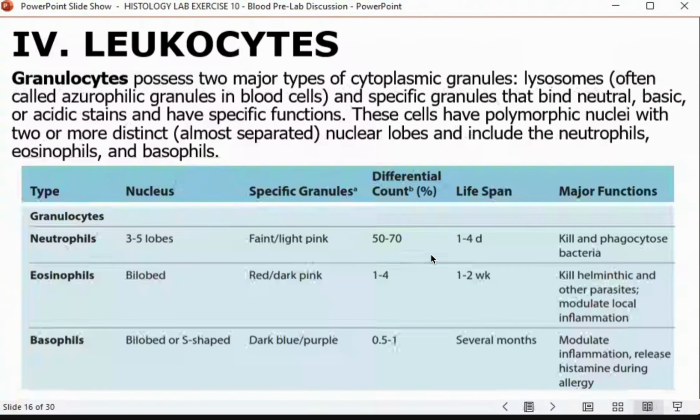They are organelles found in almost all of your cells, of course, in varying quantities. But your lysosomes also stain in some of the stains that we use for hematologic study. That's why we call them non-specific granules, because they are seen in most cells. The differing factor is your specific granules, and your granulocytes contain specific granules. Your neutrophils contain granules that stain very faint or light pink. Your eosinophils have granules that stain red or dark pink, and your basophils stain dark blue or purple.